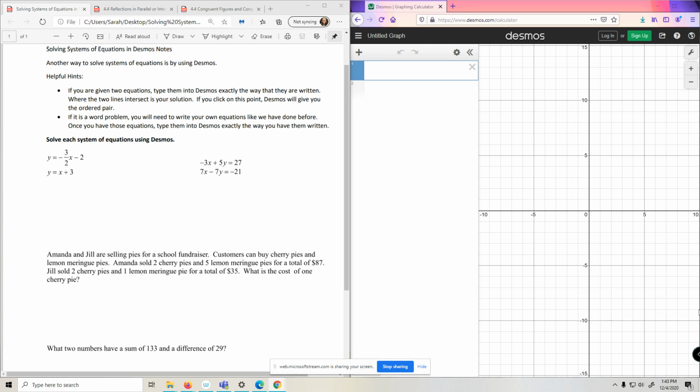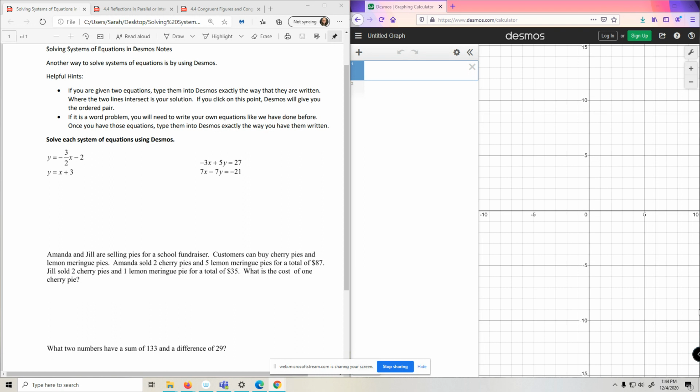Hello, today we're going to be solving systems of equations by using Desmos. This is probably going to feel a whole heck of a lot easier than some of the methods we've used, like substitution or elimination, but it's still important to know how those methods work so that way you know if you can trust the answers that Desmos gives you. It's always good to know the processes behind something before you learn how to just throw it into a calculator.